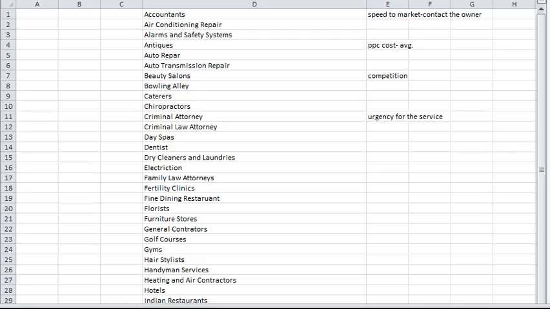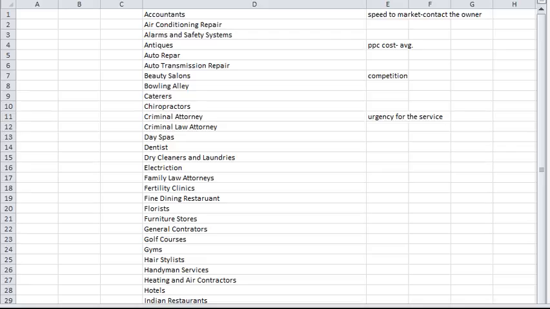So you might not want to start out with a lawyer or a doctor. You might want to go to an off-the-wall type niche, like air conditioning and repair instead of heating and air contractors. Air conditioning and repair would be better. It's a smaller niche. You have less competition. The cost for a click will be a lot less, and it's more of an urgent type service.